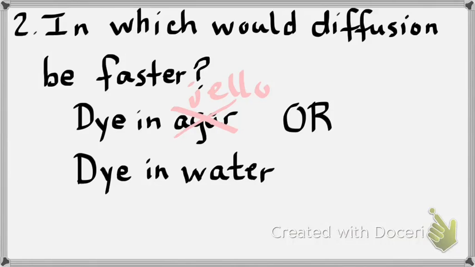And that day, I'm going to let you feel the agar because I don't care if it's sterile or not. We're not growing microbes on it. Instead, we're going to put molecules into the agar and then let them move through the agar. Because that's what we're going to do that day, watch them move through the agar. So molecules can move through agar. So let's go to this question. In which would the diffusion of molecules be faster? If I put a drop of dye in agar or a drop of dye in water?